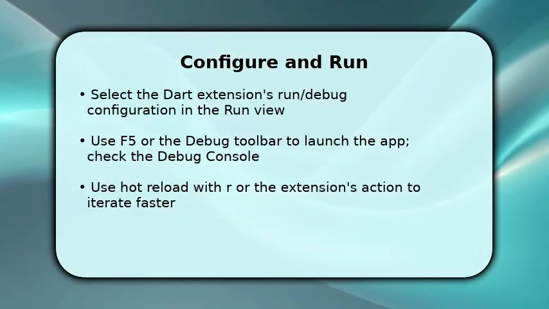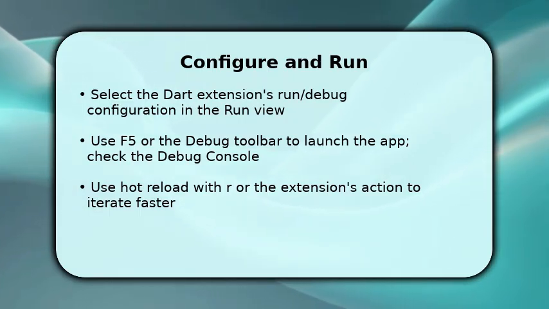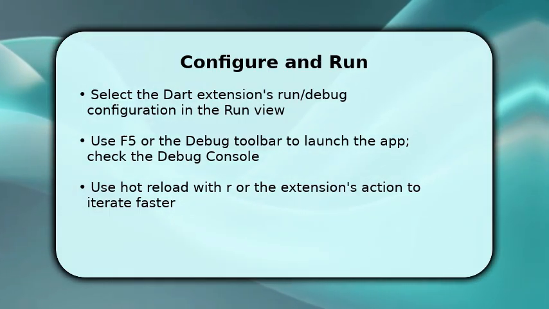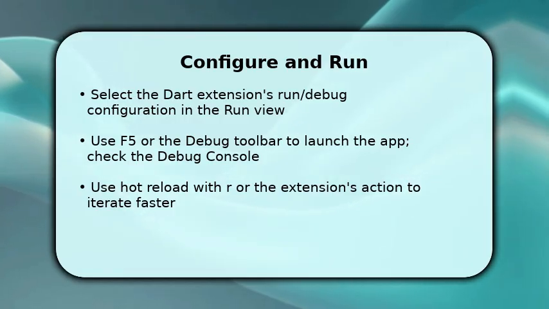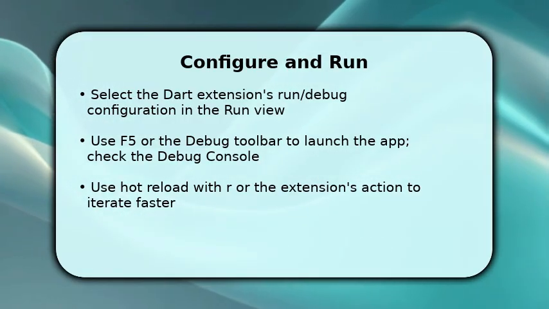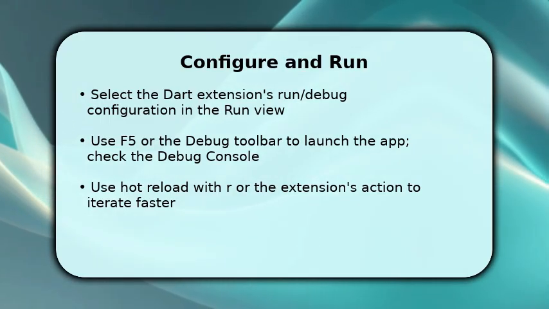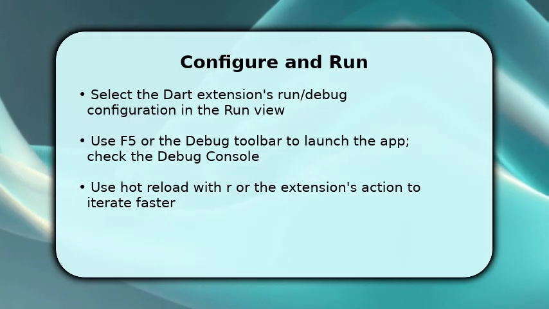Next, configure execution and debugging so you can develop quickly. Once your project is open, choose the Dart configuration in the Run panel and verify launch settings in launch.json if needed. Start the app with F5 or the debug toolbar. Watch the debug console for logs and errors. Use the built-in terminal for pub get and dart analyze.